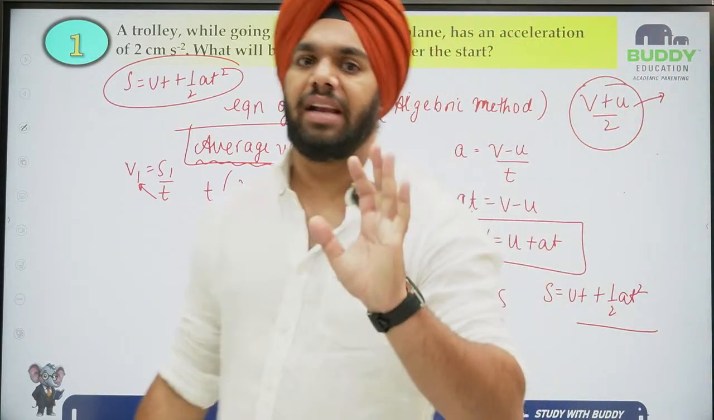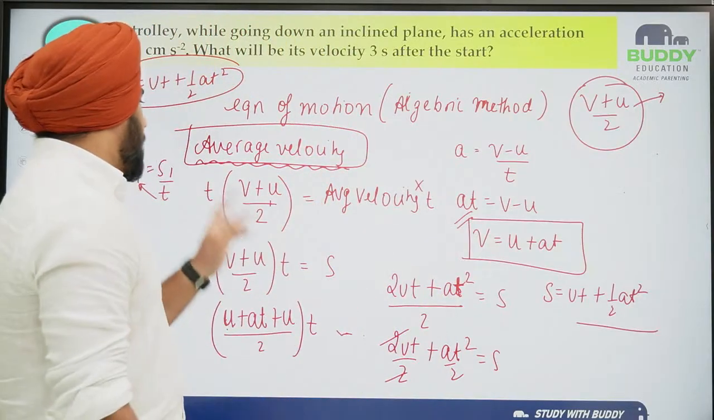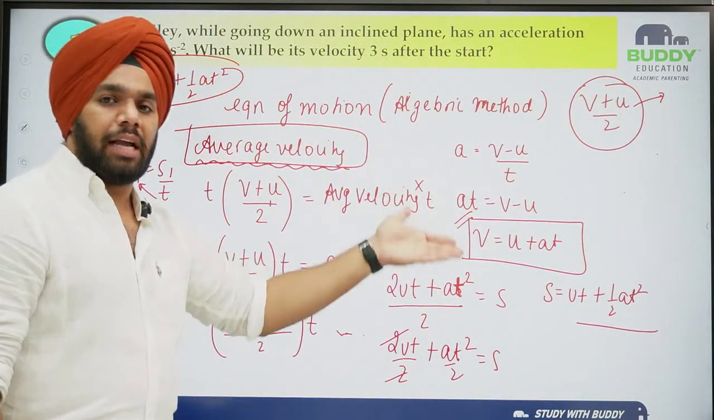That is the only formula which is valid for any case. Got my point? Then you multiply it by t: average velocity into time is displacement.